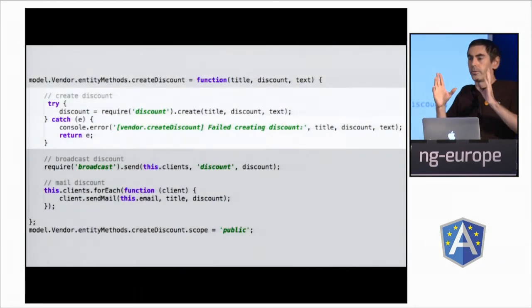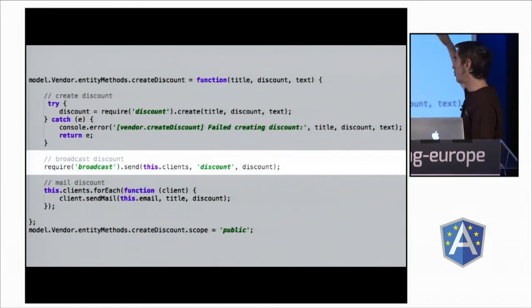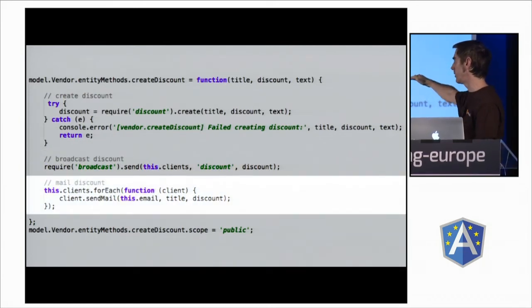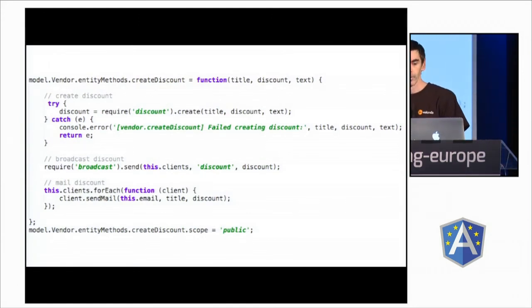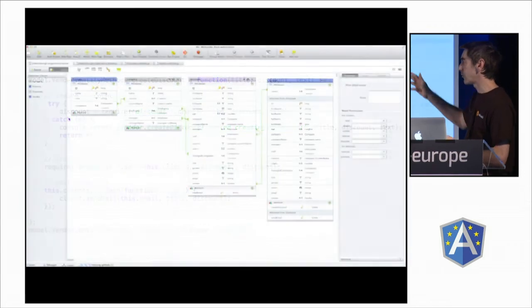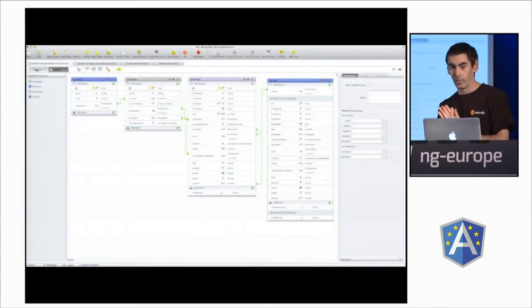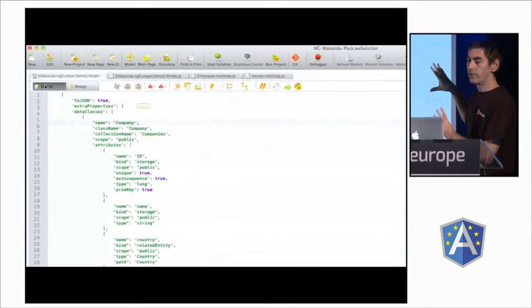Here we create a discount method, which will do 3 things: create the discount itself, broadcast it, and send it by email also for non-connected clients. You can see there are no promises or callbacks. It's just a try-catch method. You will see why. Just rapidly, this model is only a JSON document.